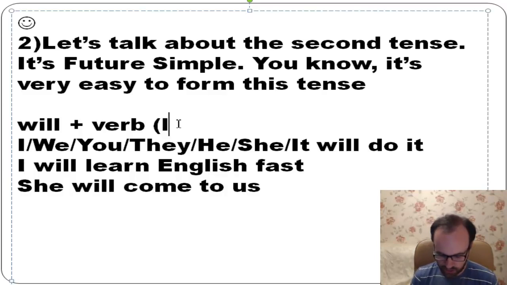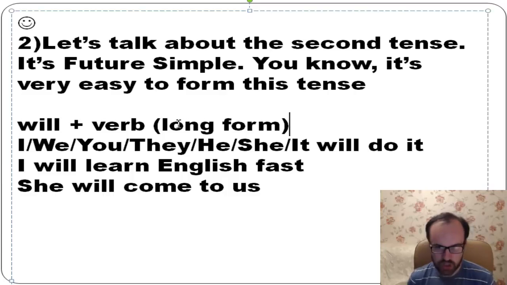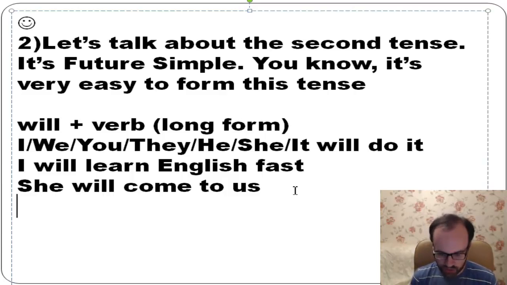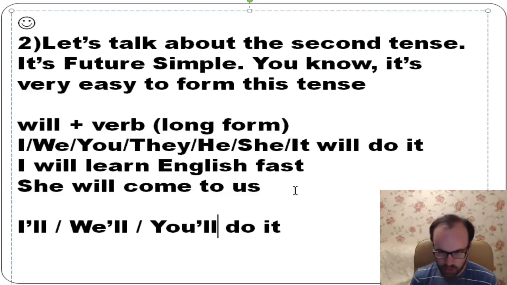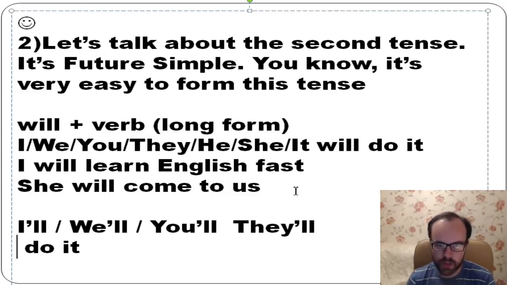Okay, so it's a long form. You can also use a short form. So you say I'll do it. I will or I'll do it. We'll do it. You'll do it. Next, they'll do it.